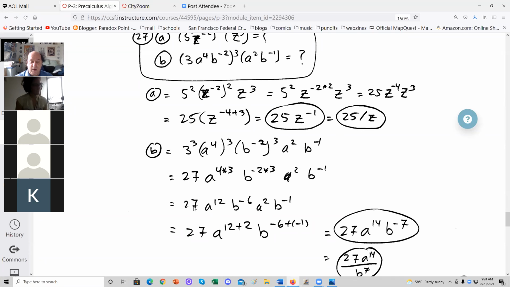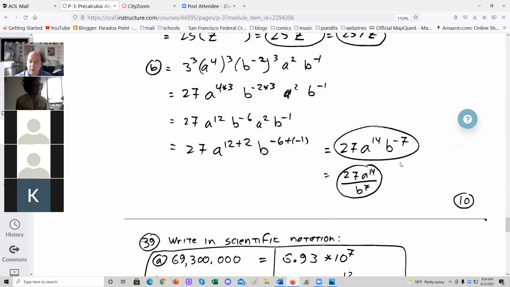So 27, a to the 12th, b to the negative 6, a to the second, b to the negative 1. The powers of a we add up, 12 plus 2. The powers of b we add up, negative 6 plus negative 1. And so we get 27, a to the 14th, b to the negative 7th. And we can write that with positive exponents by writing b to the negative 7th as 1 over b to the 7th. So 27, a to the 14th, all over b to the 7th.